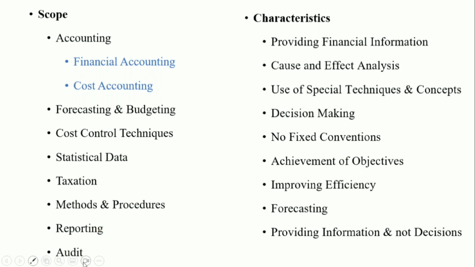Then the last and most important scope of management accounting is audit. See, it deals with devising the internal control system and internal audit system to cover the various operational areas of business. Okay. In many cases, it may also deal with the management audit, which is the evaluation of the managerial performance. This is all about the scope of management accounting.